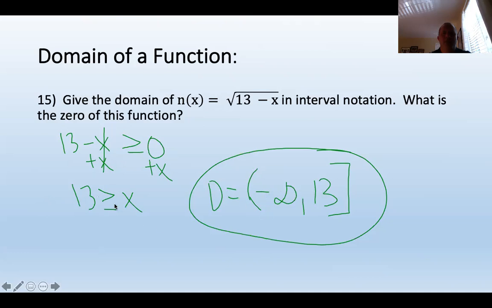And since we have an equal sign under the inequality, then we have a bracket for the 13 because x could equal 13. So it's negative infinity to 13 with a bracket would be the domain.